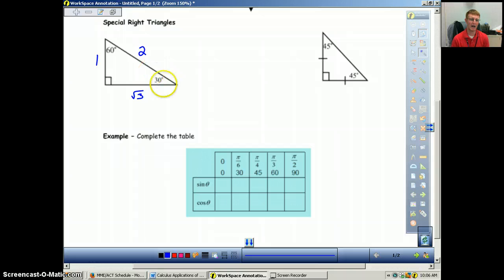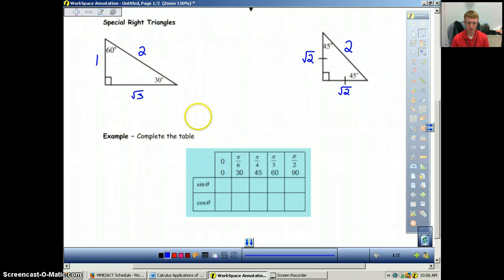Just make sure that opposite of 30 is always 1, opposite of 60 is always square root of 3. On the 45, 45, 90 triangle, this is a little bit different. You have two sides that are exactly the same. The two sides that are opposite of the 45-degree angles are always going to be the square root of 2, and then the hypotenuse will still be 2. Sometimes you'll see it called 1, 1, square root of 2, but we're just going to leave it like this.